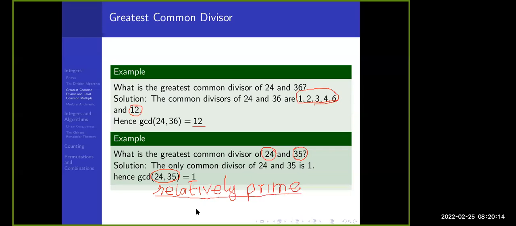Now there's also another term that means exactly the same thing. You can use either the phrase relatively prime, or you can just call them coprime. So 24 and 35, for example, in this case, are coprime. Okay. I hope that is clear.